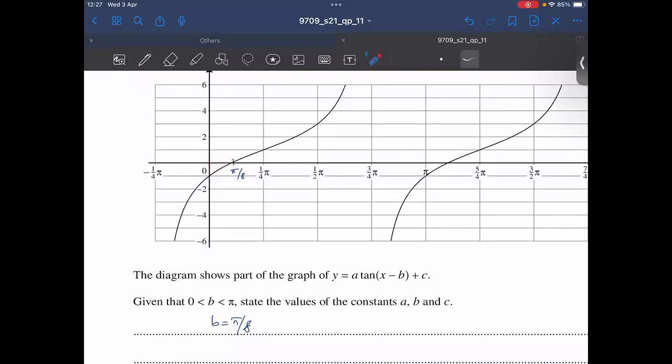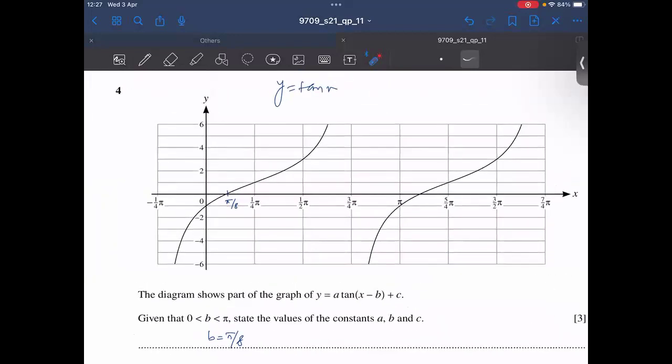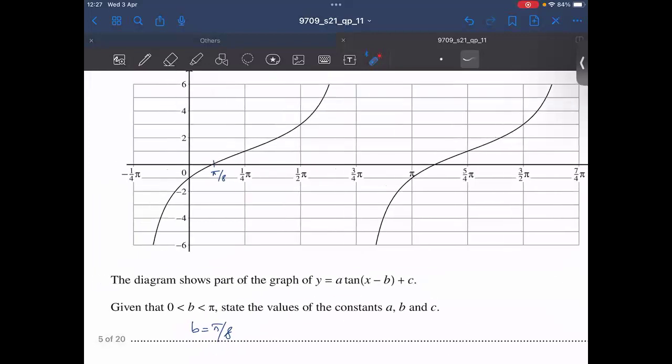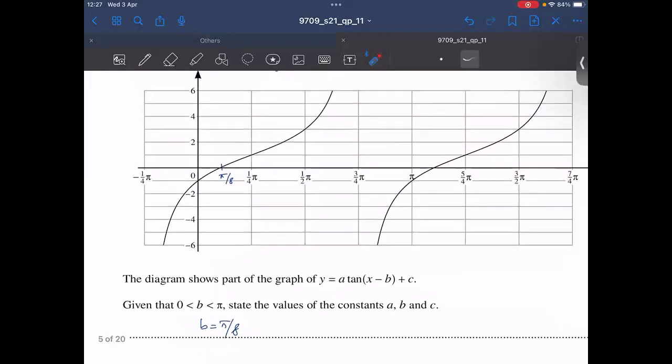Sir, can you write the answer in decimals? No. You're supposed to write it in terms of pi. Just keep it accurate. All right. You just need to write down the exact answer, so keep that in terms of pi. And then we have A.